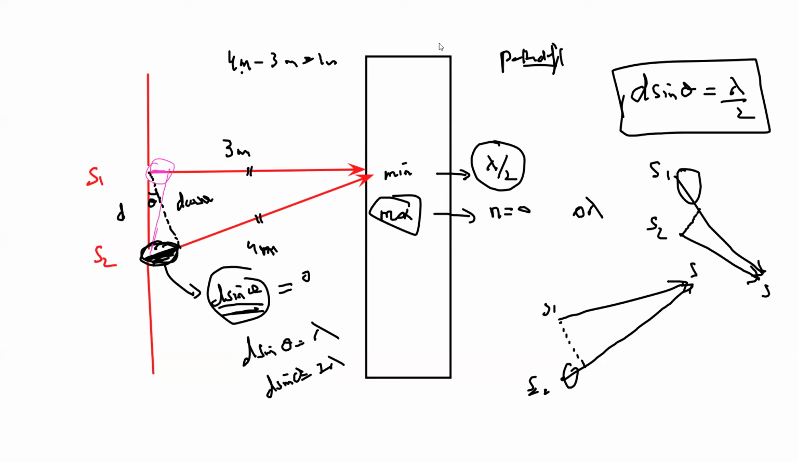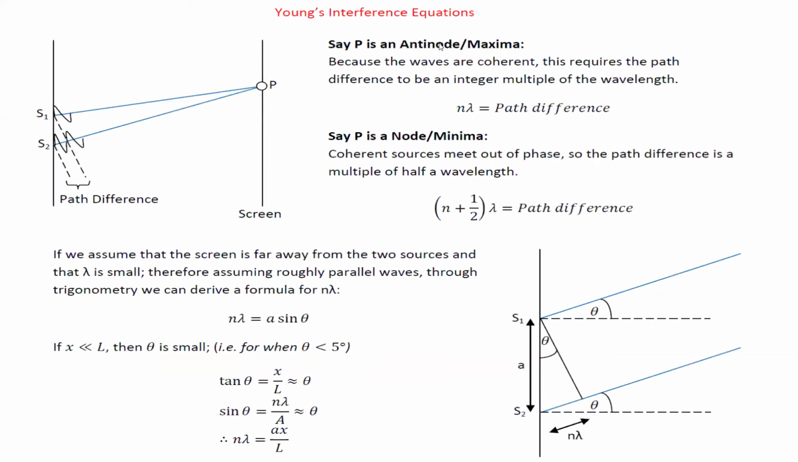So in slits, the path difference changes as the position on the screen changes. But the path difference between these two slits will always be d sine theta. Where they meet on the screen will vary depending on the position, like we have maximas and minimas. So the equation will change.